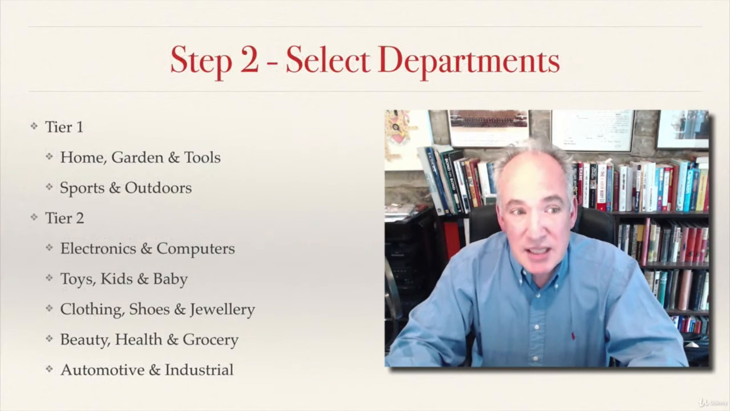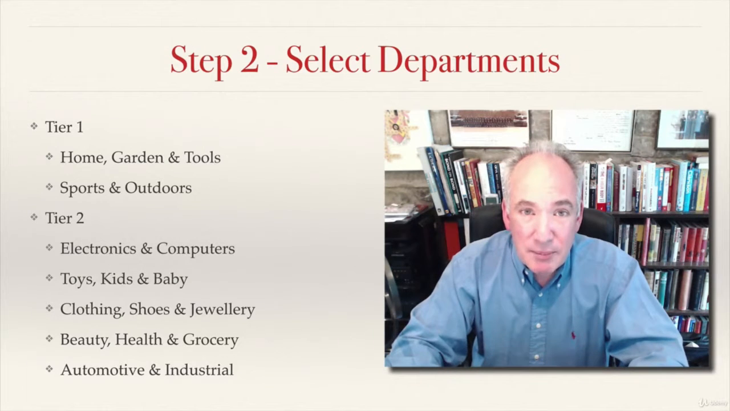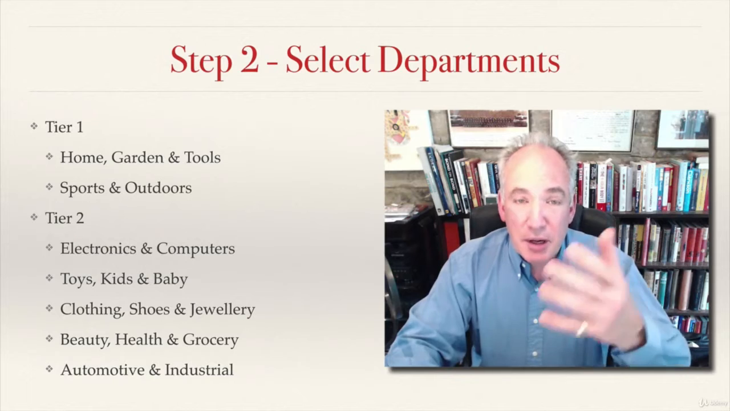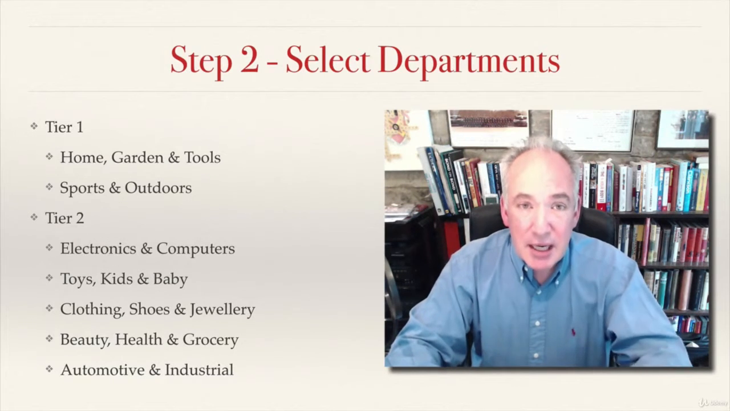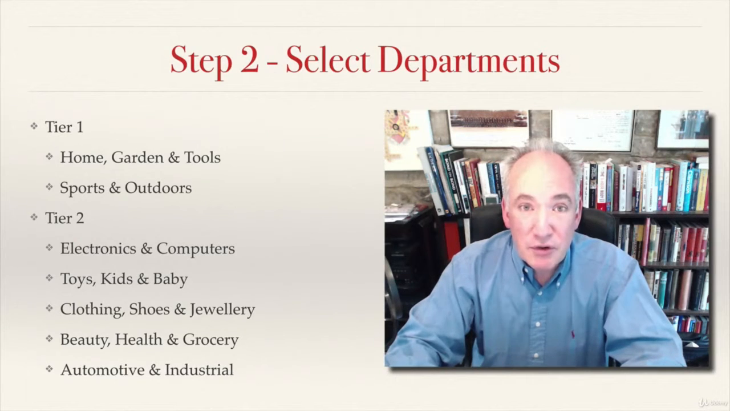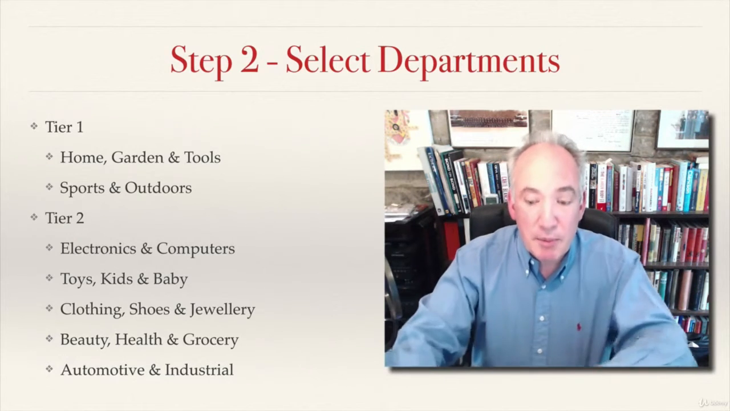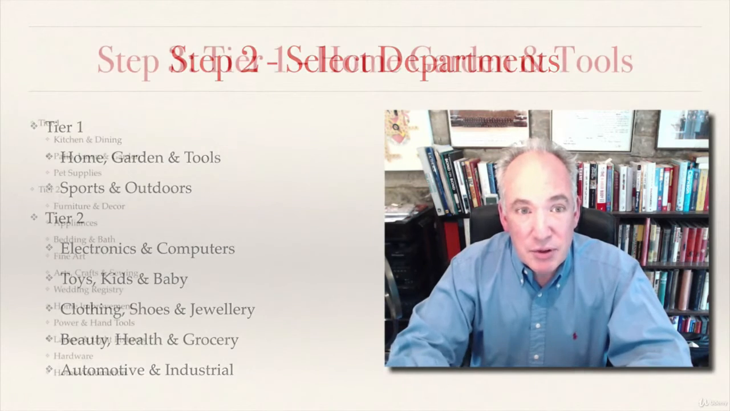So step 2 is to look more carefully and say, which are the areas, which departments do I particularly like, and which other departments am I going to, for at least the time being, push into tier 2. And you can see the view I've taken, and your view may well be different, that I'm going to have a look closely at home, gardens and tools and sports and outdoors, and that I'm going to push aside for the time being electronics, toys, clothing, beauty and automotive. Now, that's not to say I wouldn't come back to them at a later stage, but you've got to get this down to a manageable proportion, and you have to have some logic and system in the process.